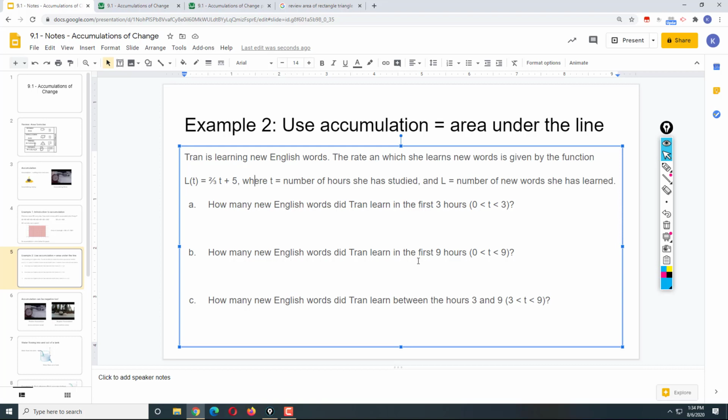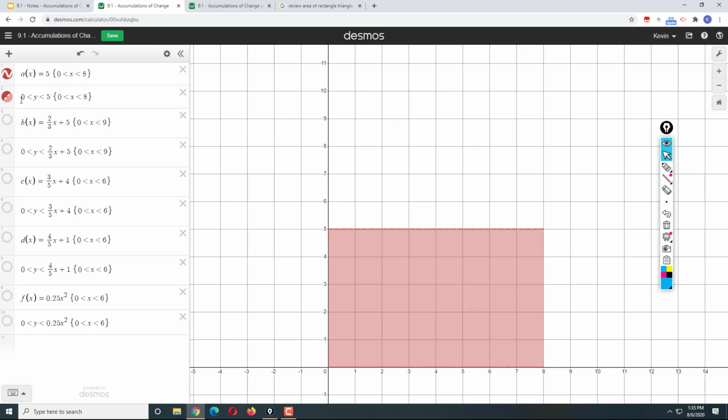Okay. A. How many new words did Tran learn in the first 3 hours? So from 0 to 3, or 0 is less than t is less than 3, how many new English words did Tran learn? Well, this is not constant. The number changes. It goes up over time. So let's look at our graph.